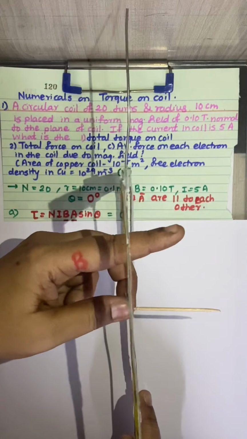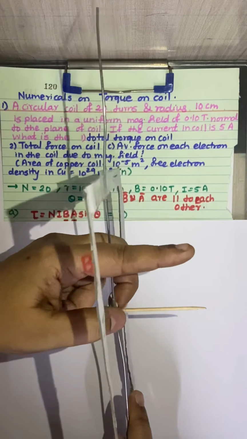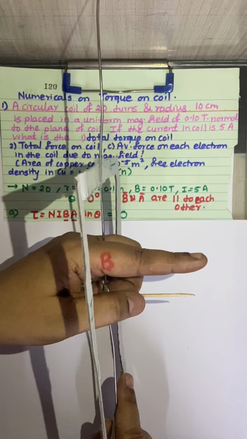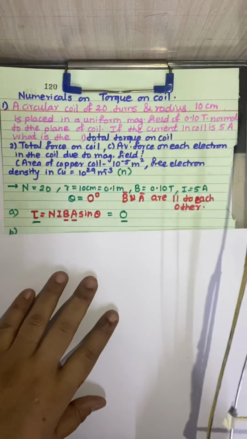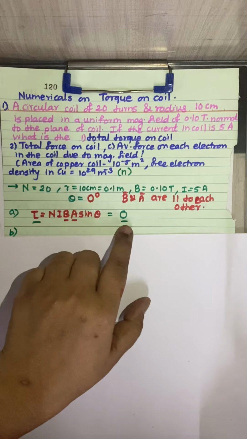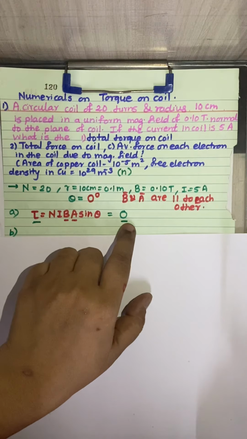So now the plane is like this. You can see that the magnetic field, that is four fingers, and the normal to the plane of the coil, the area vector, are such that the plane of the coil is perpendicular to the magnetic field, and the area vector is parallel to the magnetic field. The angle between them we call theta. So theta is equal to 0, and therefore tau is equal to NIBA sine 0, which is equal to 0. The torque acting on that coil is equal to 0.